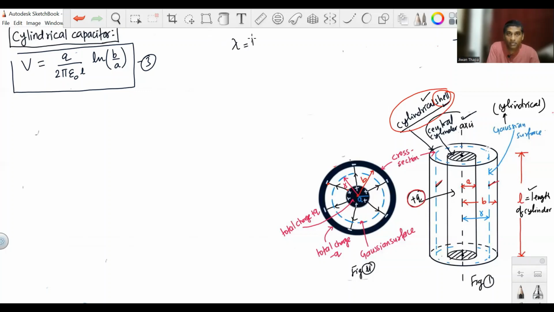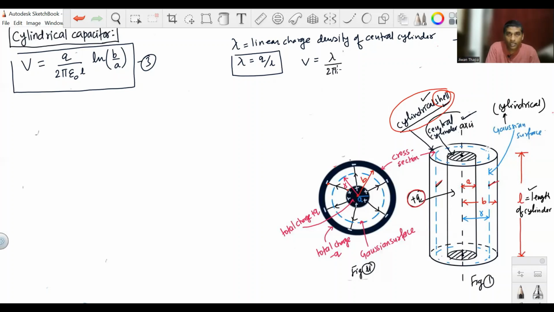So let lambda be the linear charge density of central cylinder. So this equals Q by L. Clear? So equation 3 becomes V equals lambda by 2 pi epsilon 0 ln B by A. So we have this. Clear?